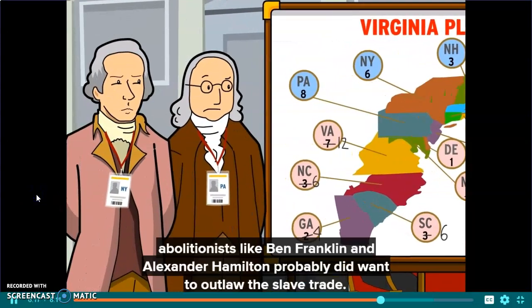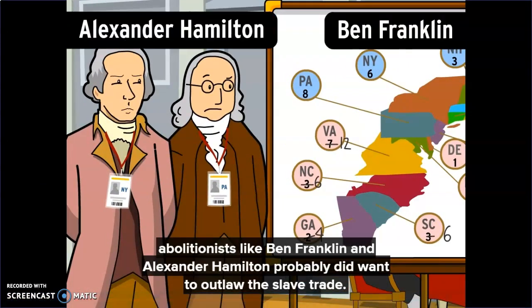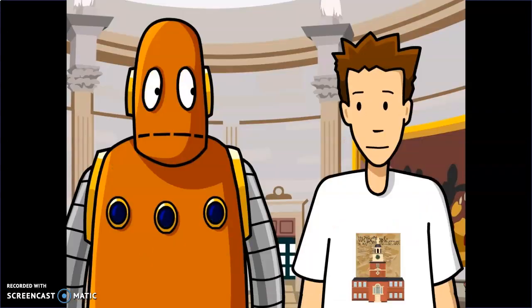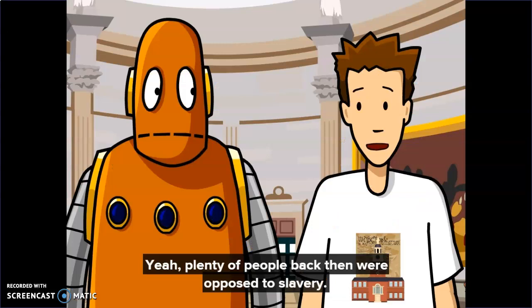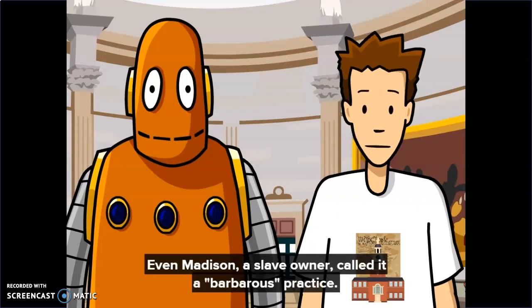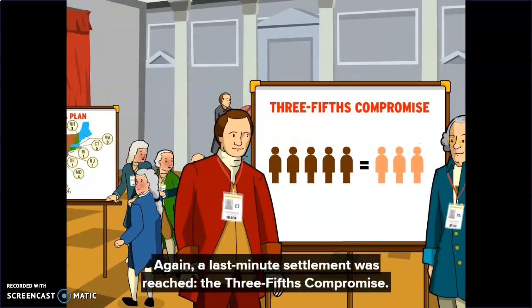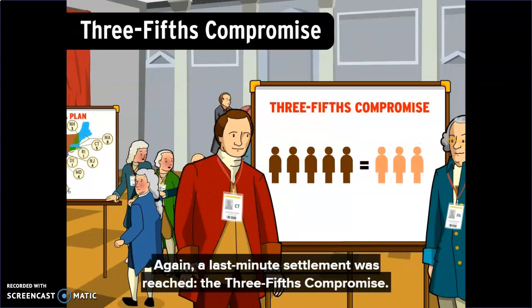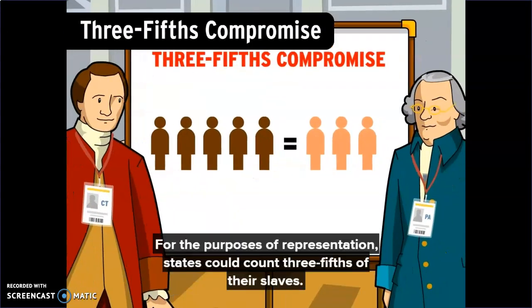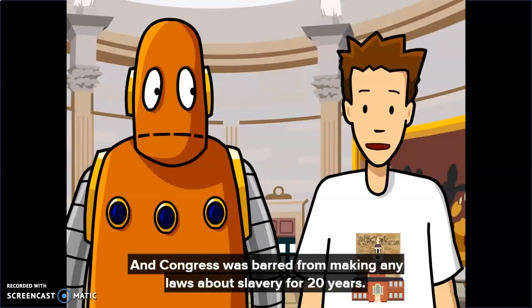And secretly, abolitionists like Ben Franklin and Alexander Hamilton probably did want to outlaw the slave trade. Yeah, plenty of people back then were opposed to slavery. Even Madison, a slave owner, called it a barbarous practice. But if Southern delegates walked out of the convention, it would have spelled the end of the United States. Again, a last-minute settlement was reached, the 3/5 Compromise. For the purposes of representation, states could count 3/5 of their slaves. And Congress was barred from making any laws about slavery for 20 years.